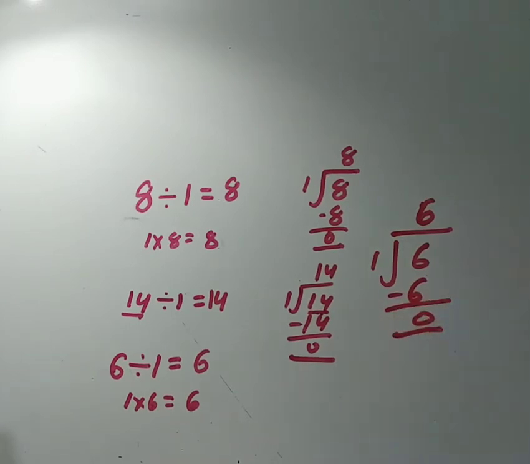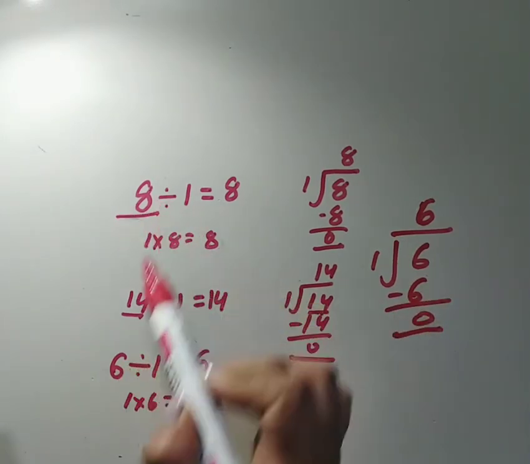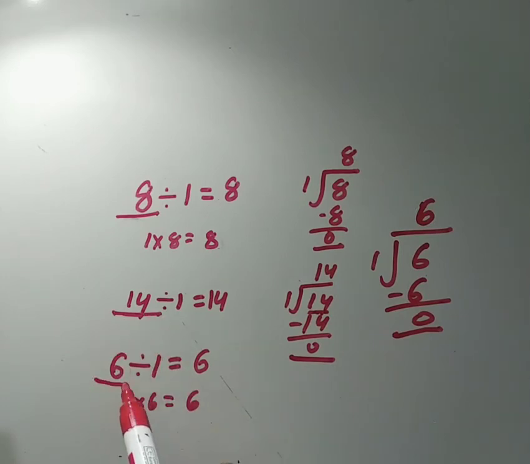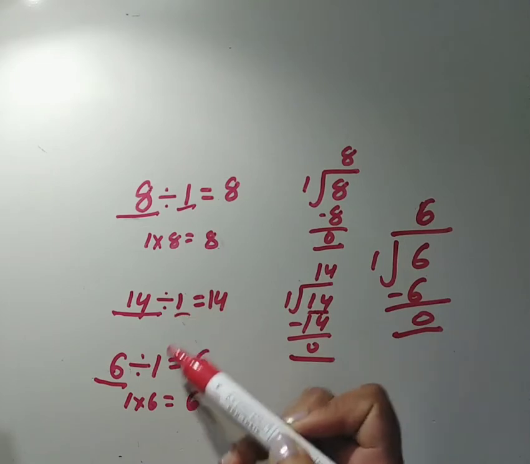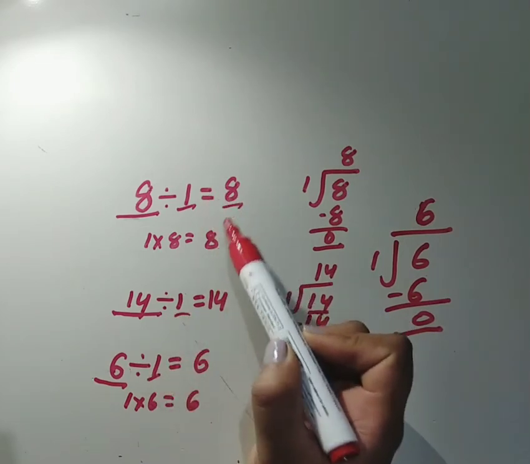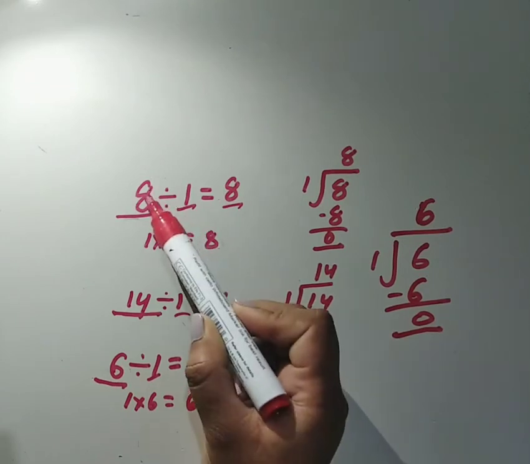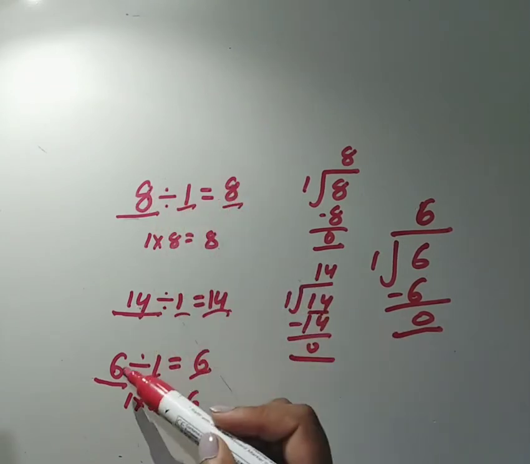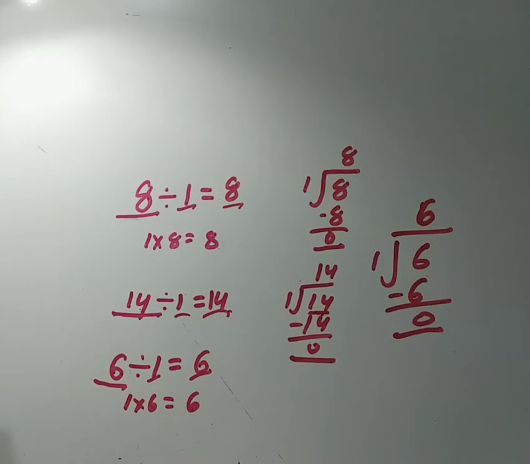So when we divide any number, we've divided 8, we've divided 14, we've divided 6, when we divide it by the number 1, our quotient is going to be the number itself. So you can see 8 and 8, 14 and 14, 6 and 6. So this is our property number 1. Let's see what is written in property number 2.